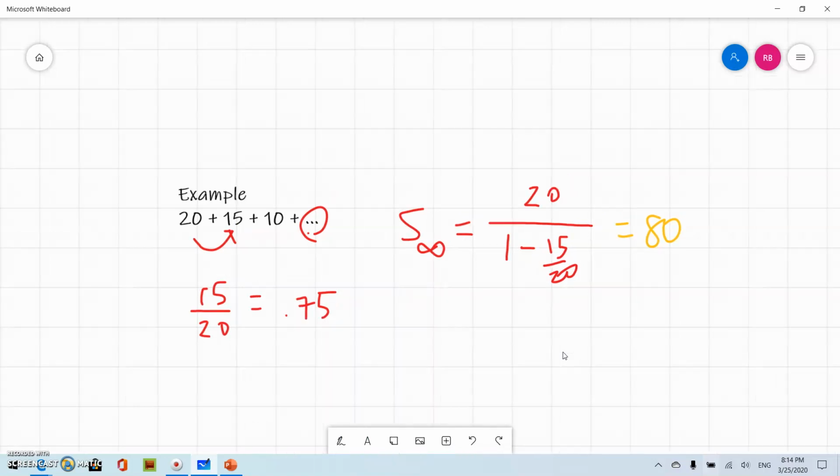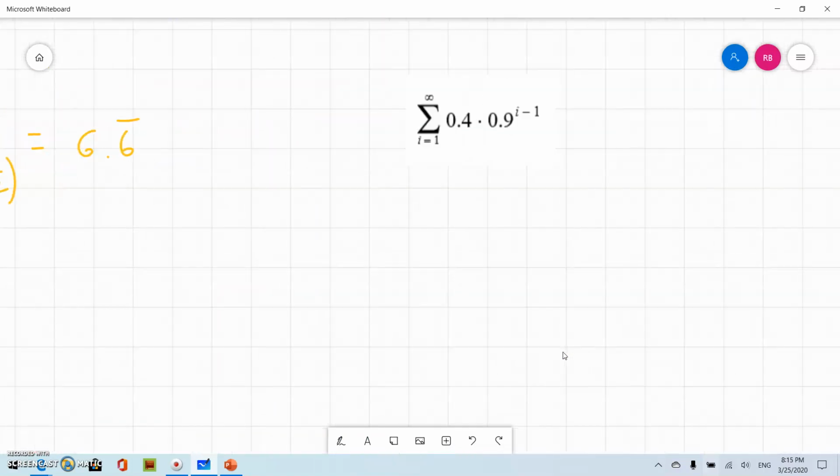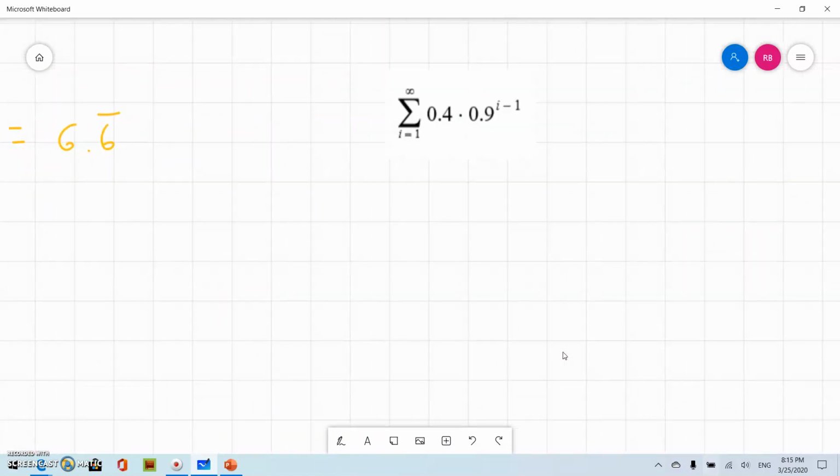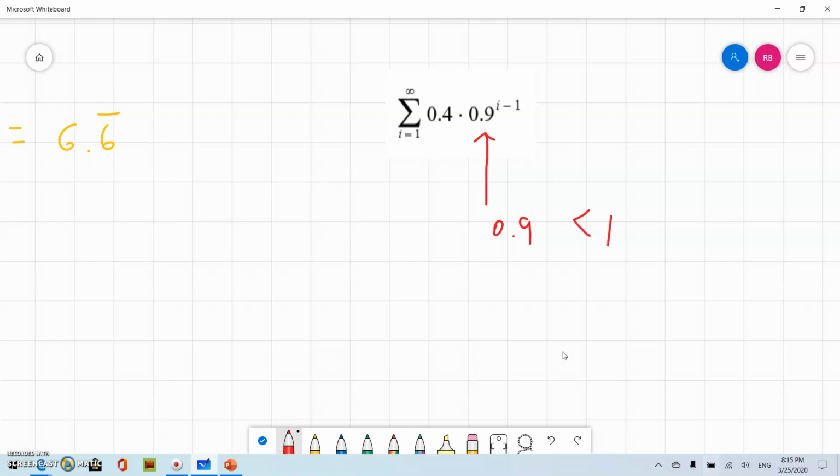Okay. This one, just like I said, you need to realize which one is the ratio, and the ratio is 0.9, which is less than 1, so the infinite series formula will work. So 0.4 will be my first term, over 1 minus 0.9, so it becomes 4.